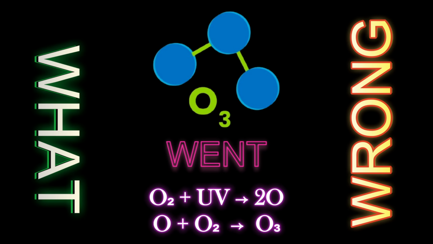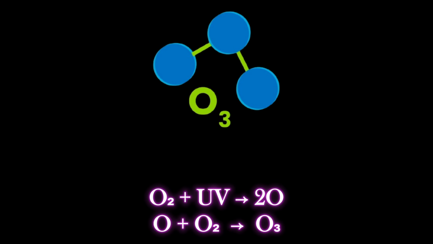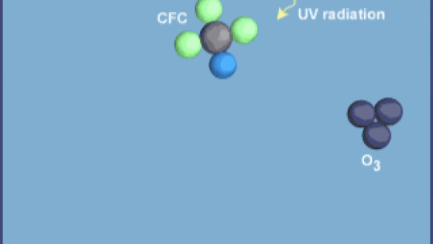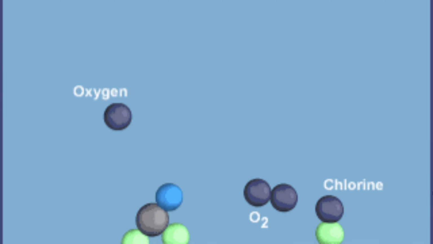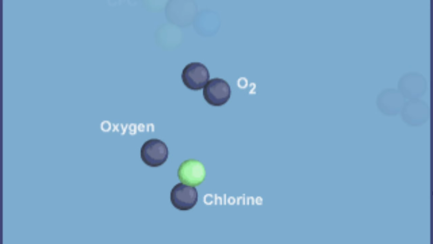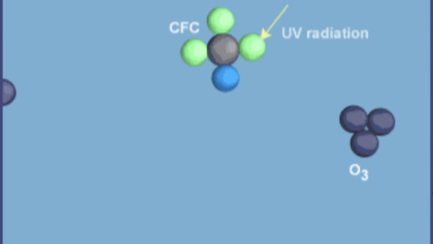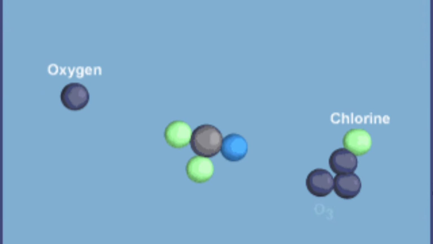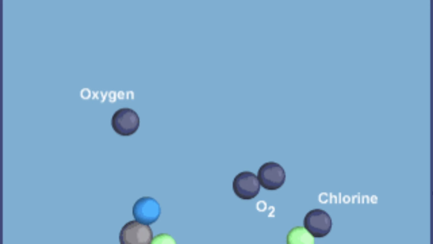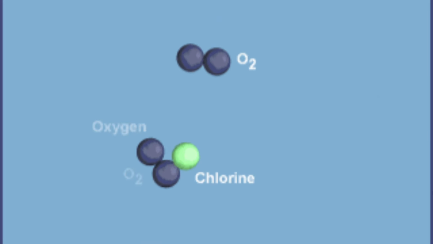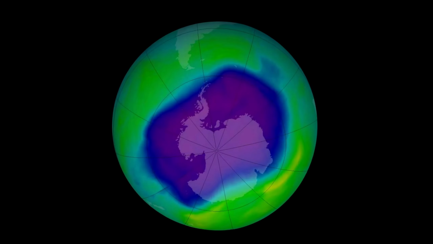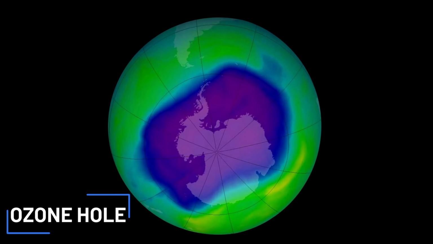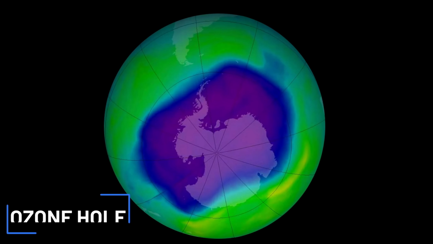So what went wrong? There are chemicals called chlorofluorocarbons, CFCs, which release chlorine atoms in the atmosphere. This chlorine atom destroys the ozone layer. One chlorine atom can destroy thousands of ozone molecules. This depletes the ozone layer, creating what we call the ozone hole. Ozone depletion does not cause global warming directly.